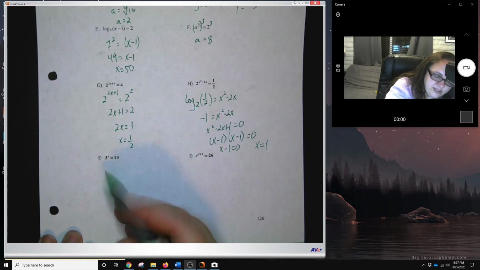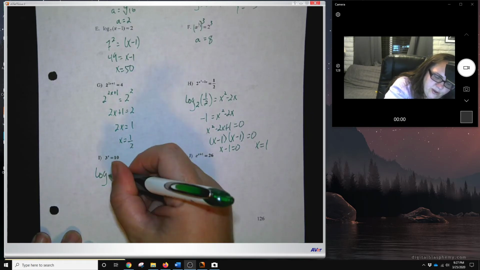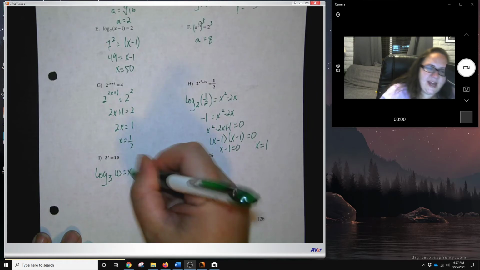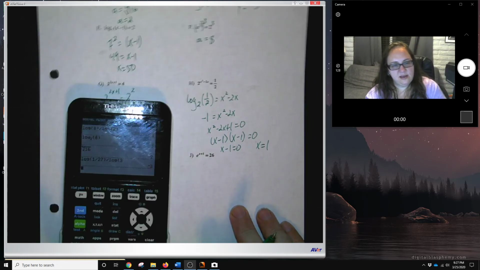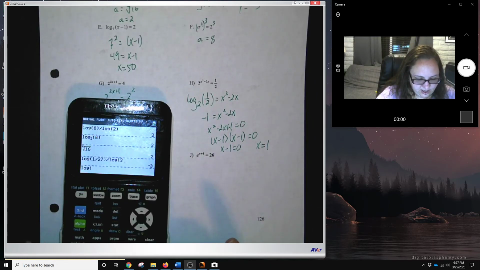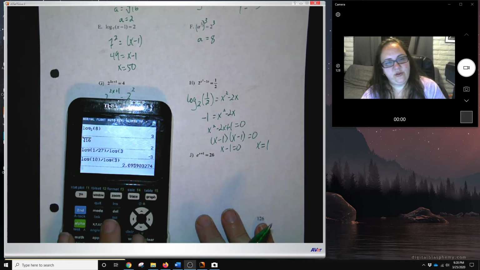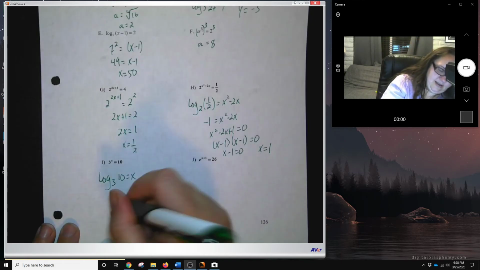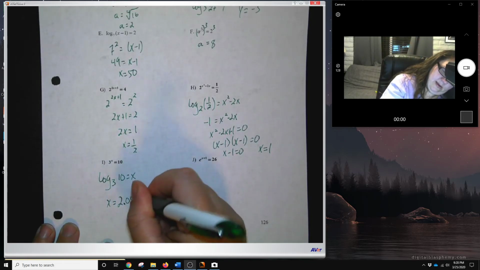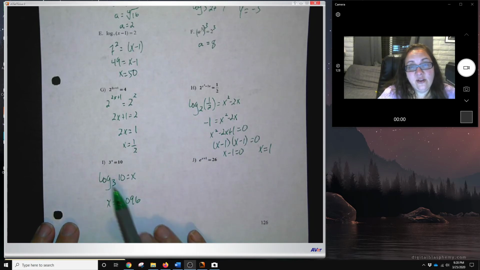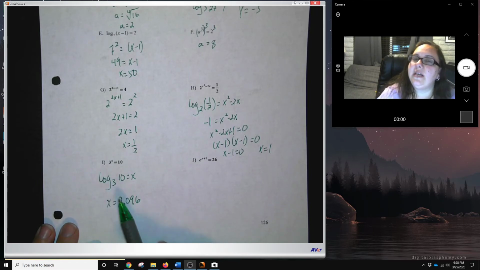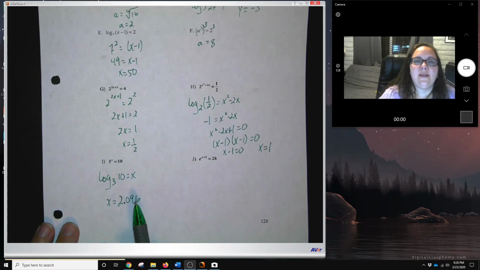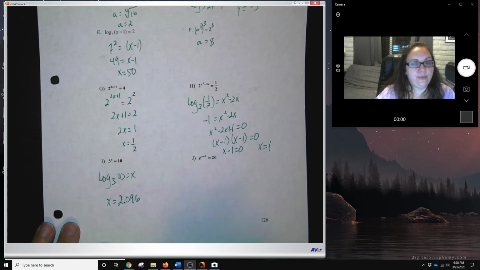And then for this one, this would be log with base 3 of 10 equals x. So the log of 10 divided by the log of 3, 2.096. Makes sense too because I'm asking 3 to the x equals 10, and since 3 to the 2 is 9, I would expect 3 to something just over 2 to be 10, since 10 is just over 9.